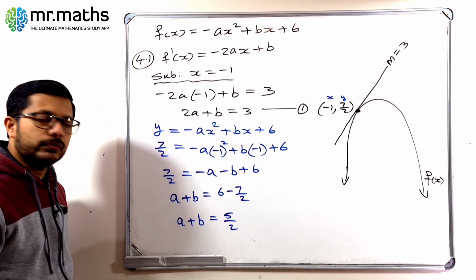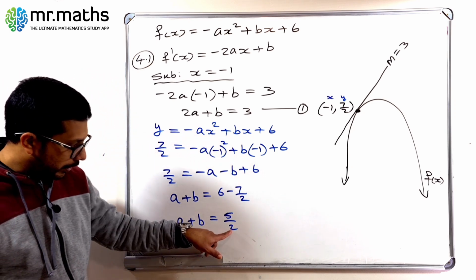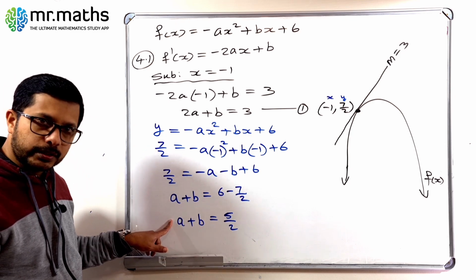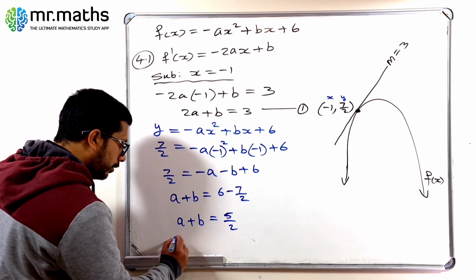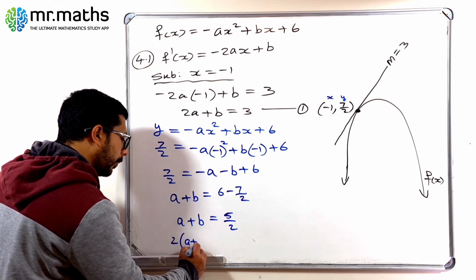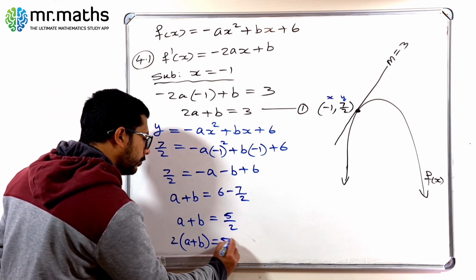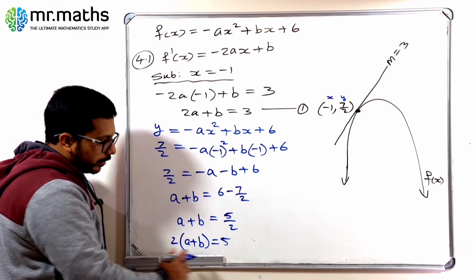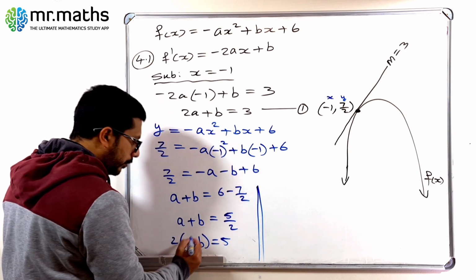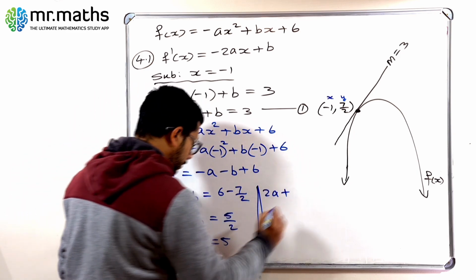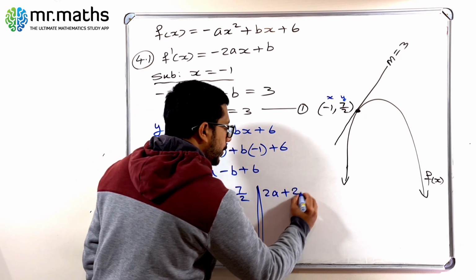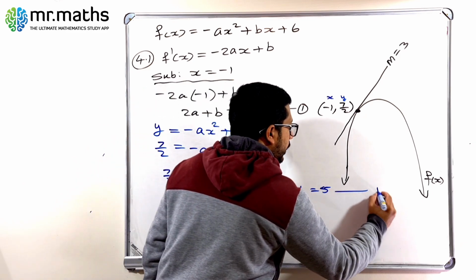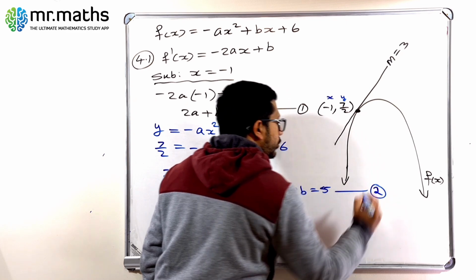Okay, so now we can't leave the answer like this. Here this 2 is in the denominator, so we can multiply with this numerator. So look at what I am going to do. 2 into a plus b is equal to 5. I multiply these two here. Okay, so now expand the bracket. What is that one? 2 into a is 2a plus 2 into b is 2b is equal to 5. And there we got the second equation, equation number 2.